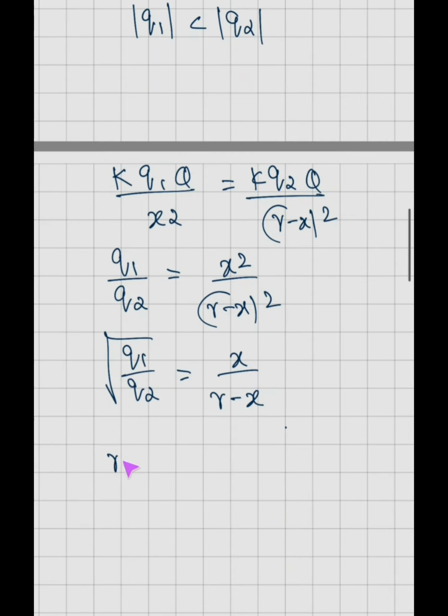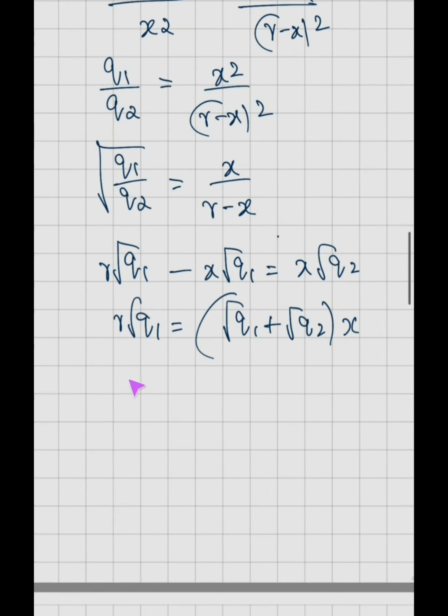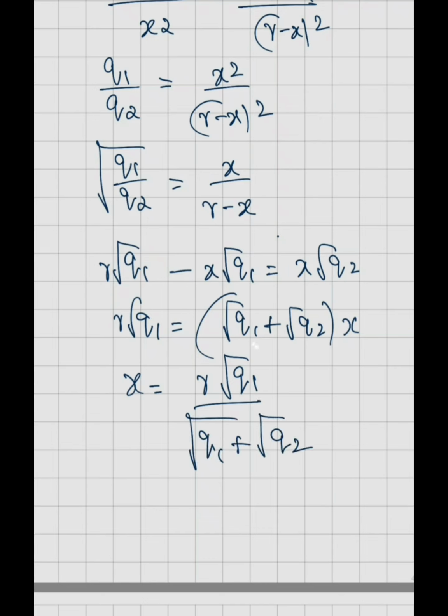On cross multiplication, r into root q1 minus x into root q1 equals x root q2. From this, r into root q1 equals root q1 plus root q2 into x. And from this, the value of x equals r into root q1 by root q1 plus root q2. So here the null point will be formed at a distance x from the charge having lesser magnitude. This is the case of like charges.